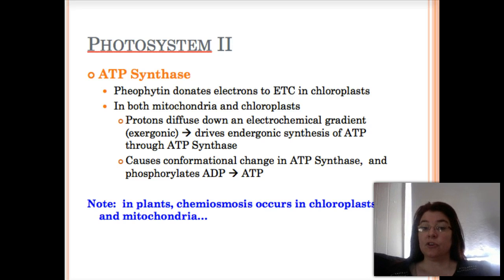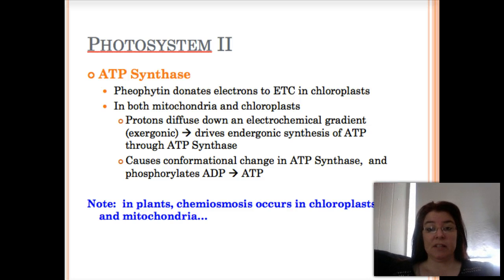So, pheophytin donates electrons to the electron transport chain inside chloroplasts, but we see some real similarities between what happens with ATP synthase in the mitochondria during cellular respiration and what happens in photosynthesis. In both of these locations, protons will diffuse down the gradient and drive the synthesis of ATP by allowing the ATP synthase molecule to change shape. That conformational change in the ATP synthase helps phosphorylate ADP to become ATP.